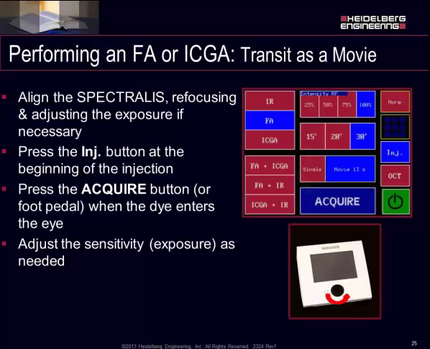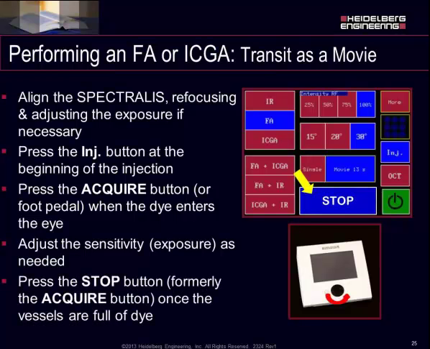Once all the vessels are full, you're going to press stop, which was formerly the acquire button, and that will stop the movie. So in essence, the goal is to have a movie that contains from the choroidal phase all the way through full venous phase of the angiography as a movie.